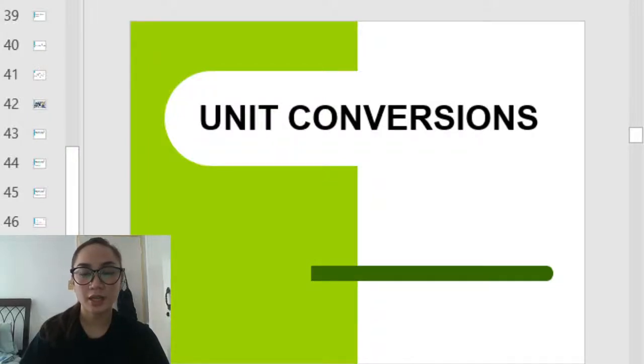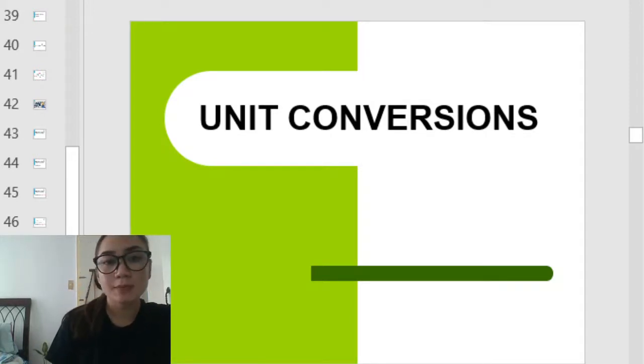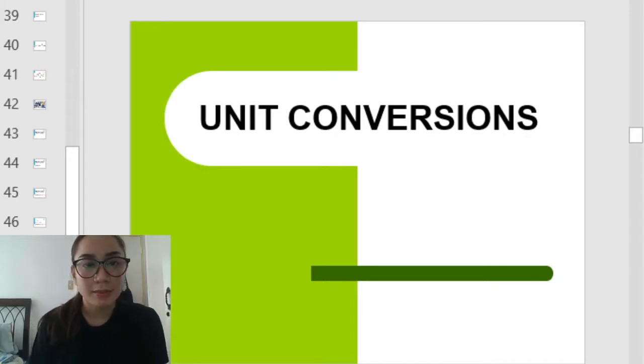Okay, so today this is the continuation, which is part 2 of stoichiometry. In the following slides, we'll be talking about unit conversions, specifically grams to moles and moles to grams. Ibig sabihin, parang vice versa on how we will convert the grams into moles and so on.